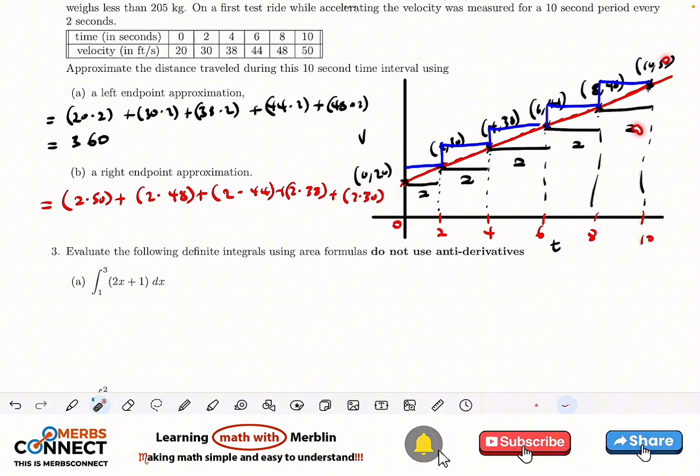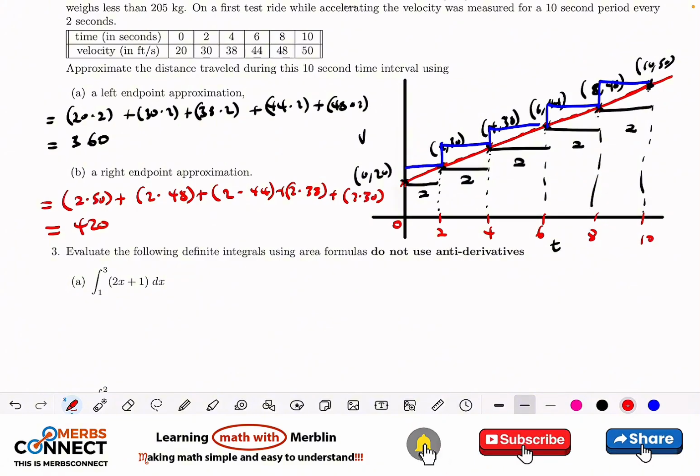So 2 times this. We are using the change in time to multiply the velocities. So this one, when you do it, you need to have 440. The idea is that if you are finding the left-handed, you are summing all the velocities times the change in time.